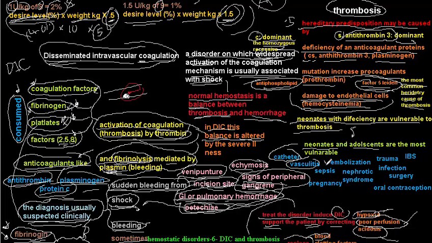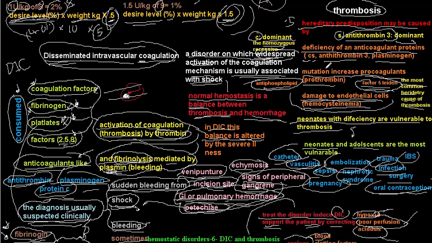Catheterization, vasculitis, sepsis, pregnancy, embolization, nephrotic syndrome, trauma, infection, surgery, inflammatory bowel disease, and oral contraception are all predisposing factors for this condition. So there are many causes of thrombosis. Some of the important ones are oral contraceptives, surgery, infections, very important, catheterization, and vasculitis, so you have to recall them.